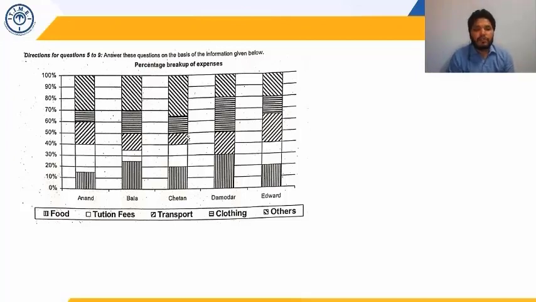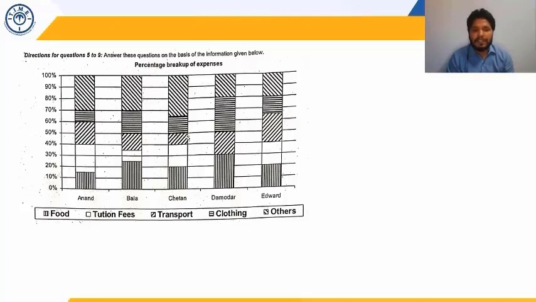For example, if I ask you what percentage of Anand's total expenses is for transport, the transport rectangle starts from 40% and goes till 60%. So from 40 to 60, the gap is 20, or we can say 60 minus 40 is 20.